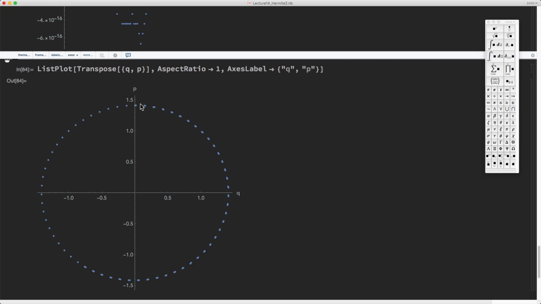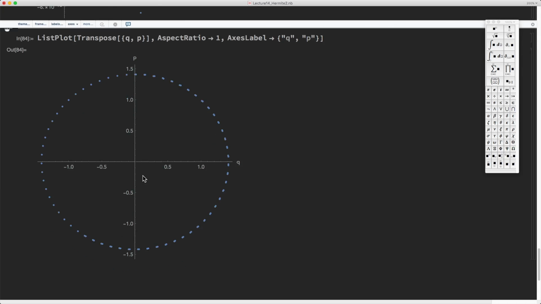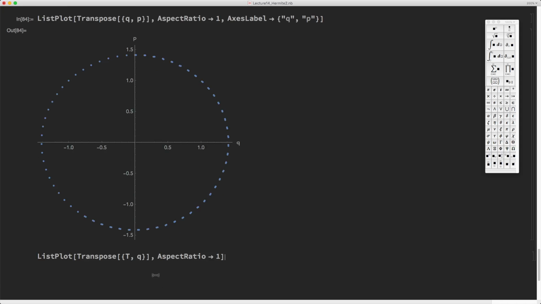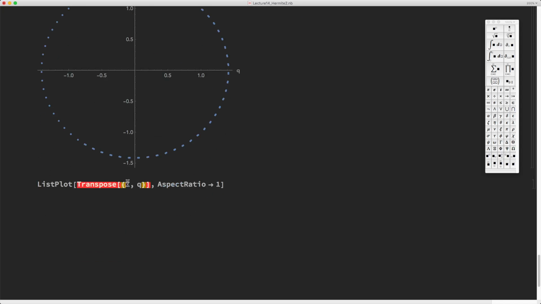But in this case, we see that the Trapezoidal Rule manages to conserve both energy and symplectic structure, which is very good for a lower order method. You can also plot the solution as a function of time. So for example, if we want to plot Q, the position, as a function of time, we can do a ListPlot and use the time grid T here and Q here.